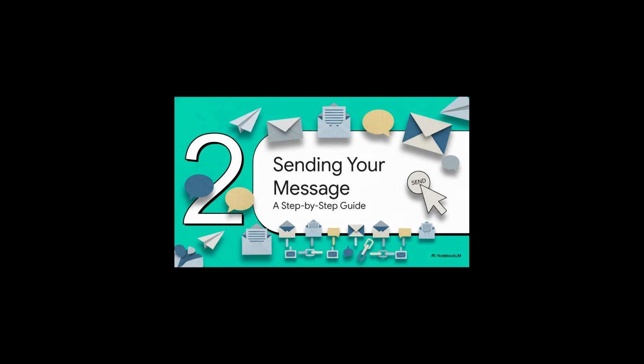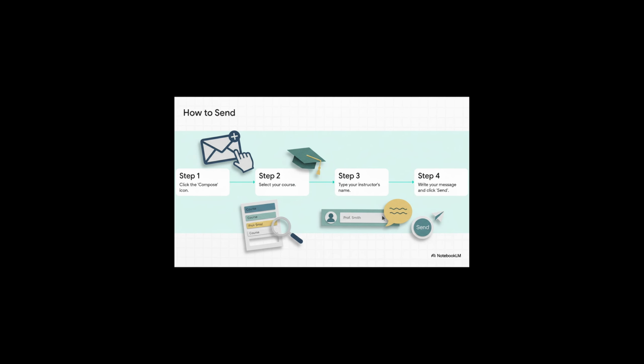Now let's actually send a message. We'll do a quick step-by-step, and I promise after you do this once, you won't even have to think about it again. Okay, so first you're going to click that compose icon. Now this next part is super important. Make sure you select the right course from that little drop-down menu. From there, just start typing your instructor's name in the To field. It'll pop right up. Write your message, give it a quick proofread, and hit that send button.